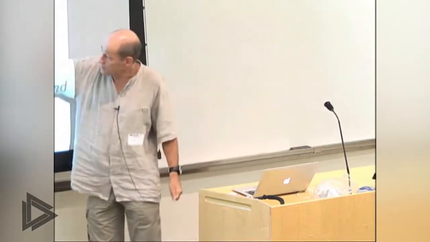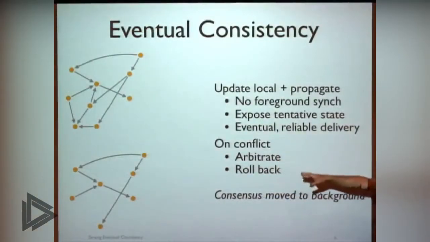Yes. So in strong consistency, the consensus is a bottleneck. It's in the critical path of your application. Here you've moved it off the critical path. So performance-wise, it's better, but complexity-wise, it's really very difficult. And getting the reconciliation right can be very complicated.